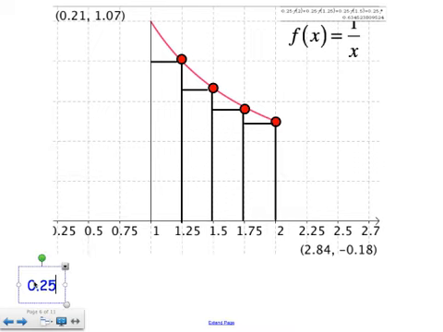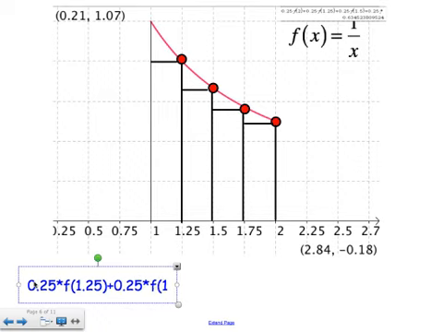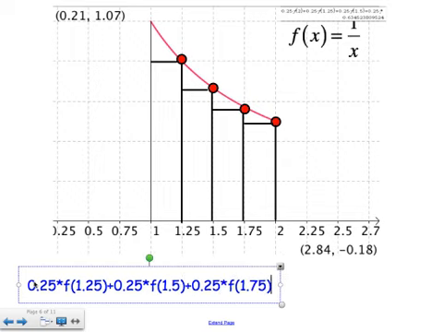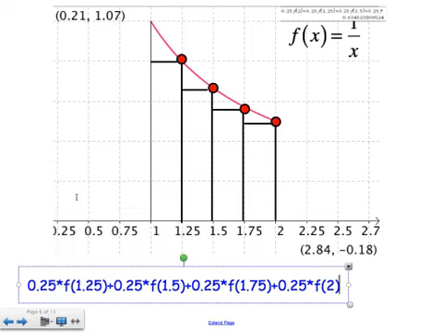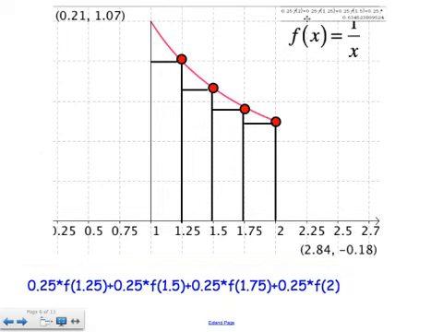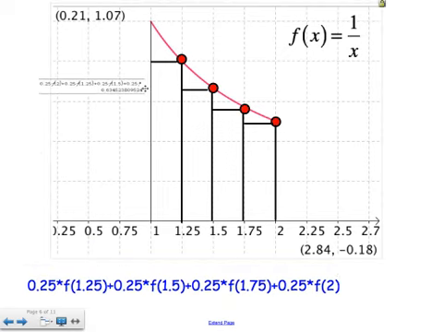So the first rectangle has a width of 0.25 and a height of f of 1.25. Second rectangle has the same width. Height is f of 1.5. Same width for the third rectangle. F of 1.75 is the height, and same width, f of 2 is the height of this one. Okay, and again, we could do that by hand if we had to. Calculators are obviously helpful here, and I've gone ahead and taken care of the calculation.